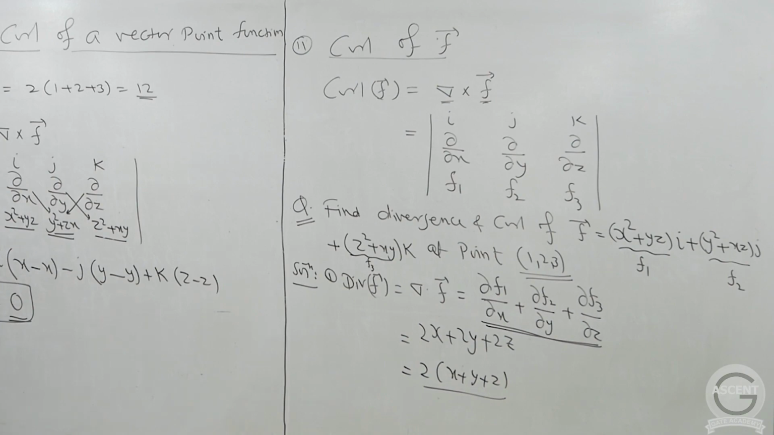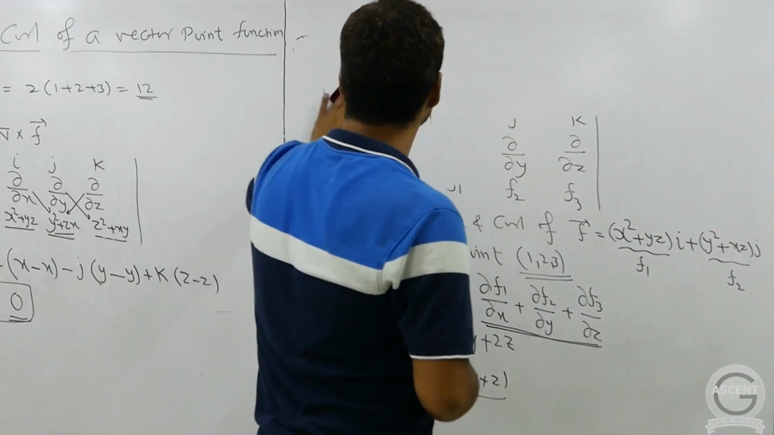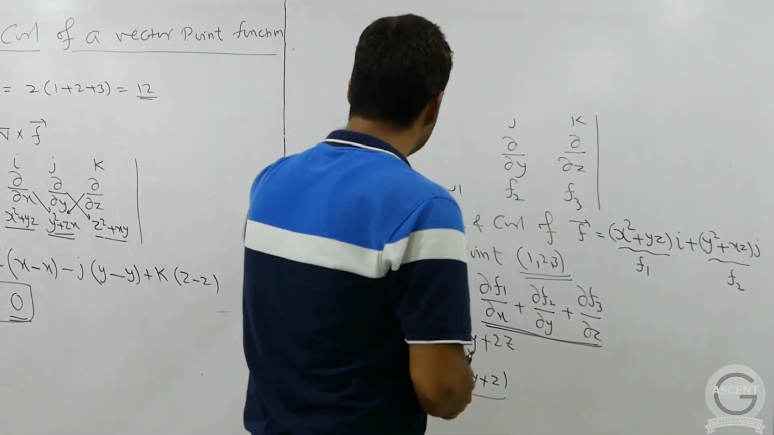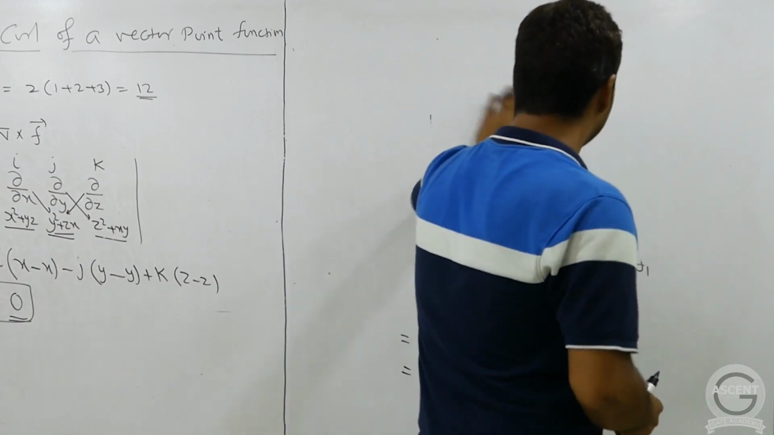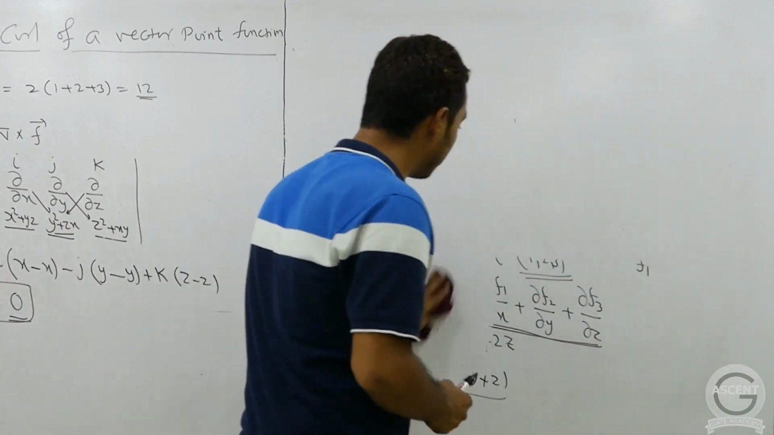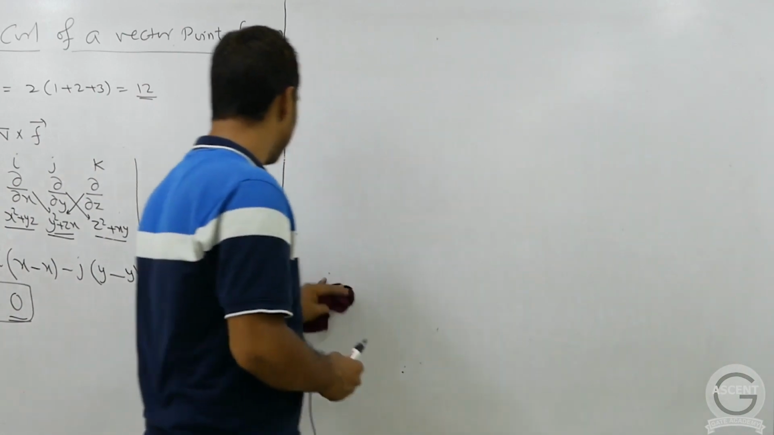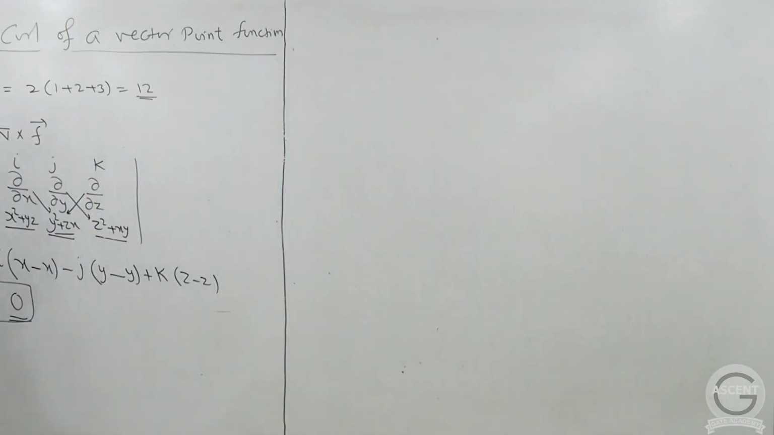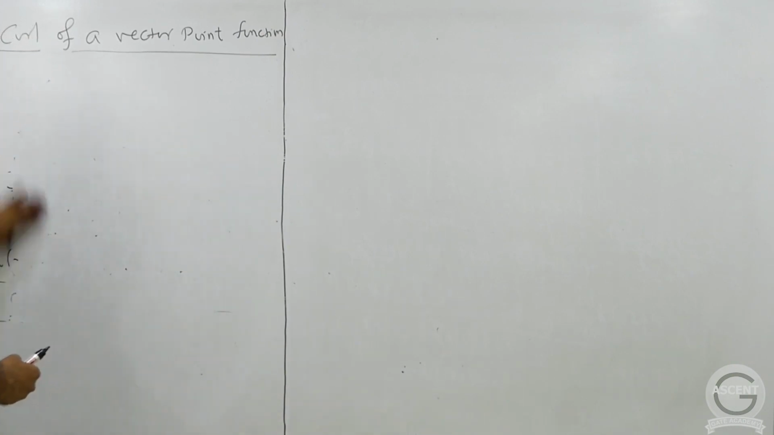Now after this there are some basic points related with curl and divergence. Okay, in total we are going to discuss 4 points about the meaning of this curl: when this curl will be 0, when divergence will be 0, what is the significance of these things when curl is 0 and divergence is 0. So now we are going to discuss those important points.